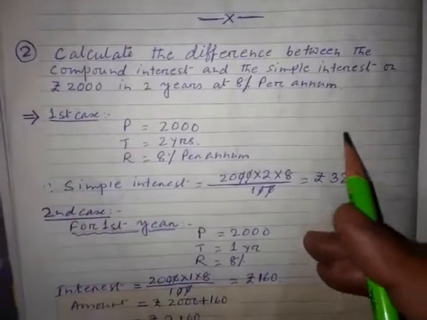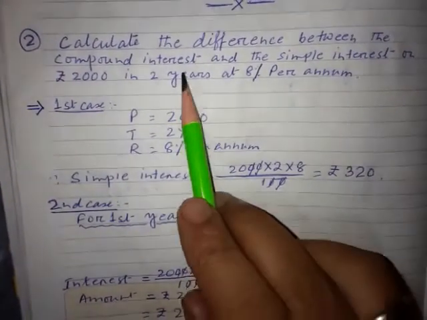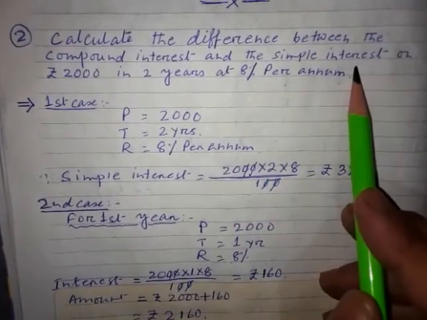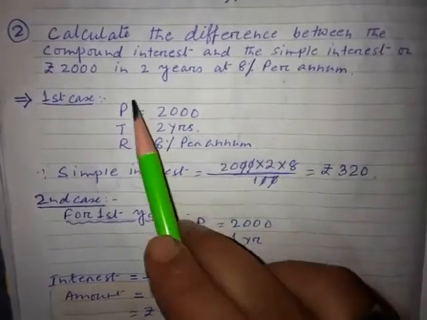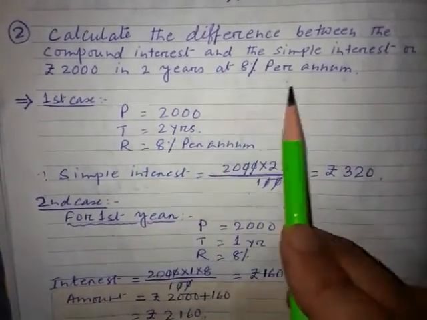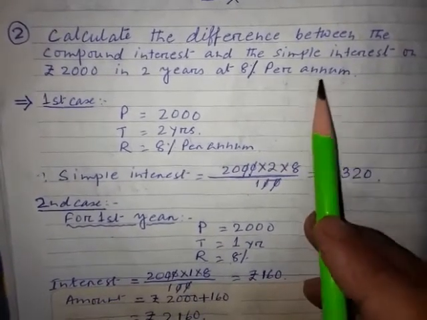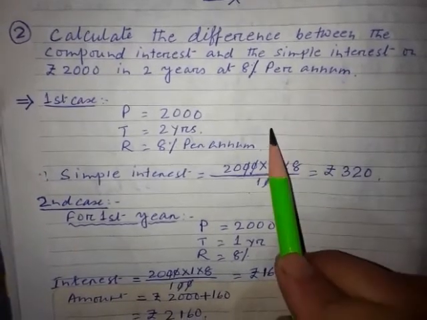Now the last problem on the basis of compound interest. Calculate the difference between the compound interest and the simple interest. Two things you have to calculate: compound interest and simple interest on 2000 in 2 years at 8% per annum. So two cases. In one case you calculate the simple interest, in the other case you calculate the compound interest.